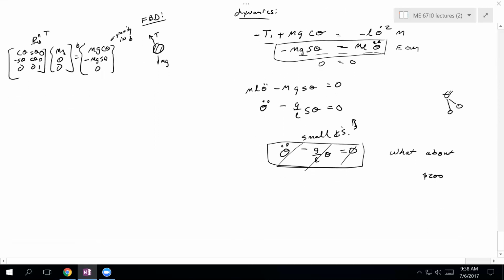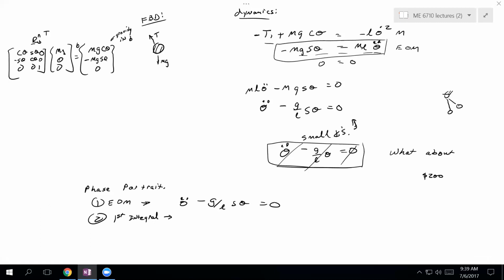So how do we evaluate that? Well, we can use our phase portrait. So let's jump to the phase portrait method. What's our method? Step 1, get the equation of motion. Got it. Theta double dot minus g over L sine theta equals 0. Step 2, take the first integral. And you know what? I'm going to pause for a second and let everyone catch up. When I get excited, I go too quickly.